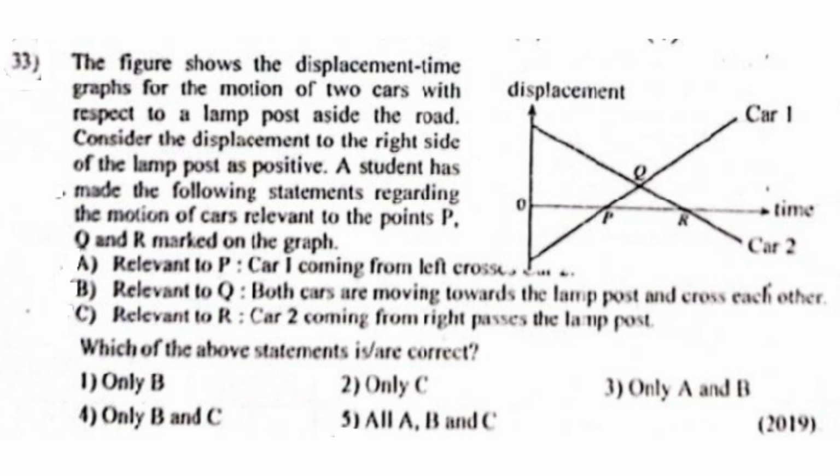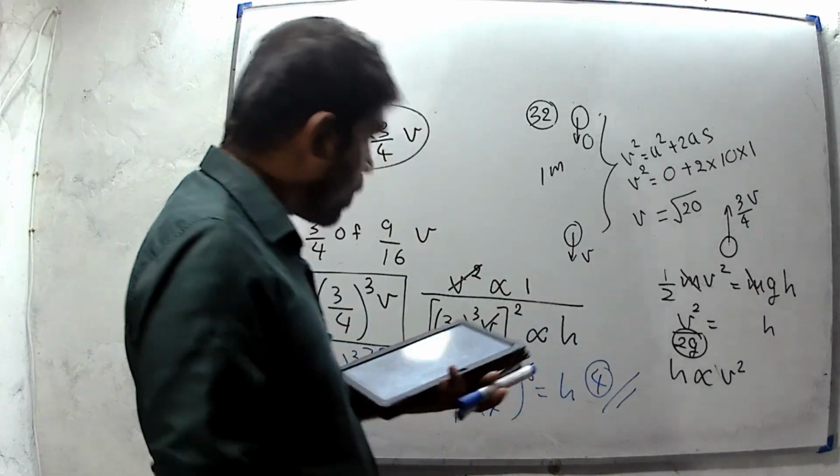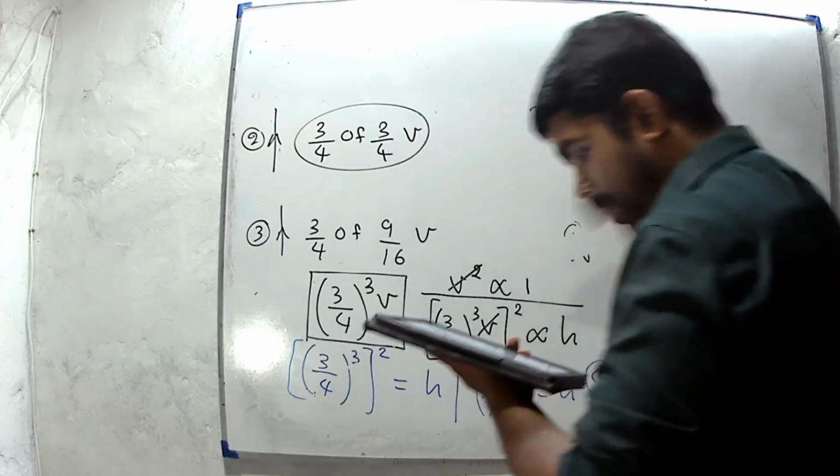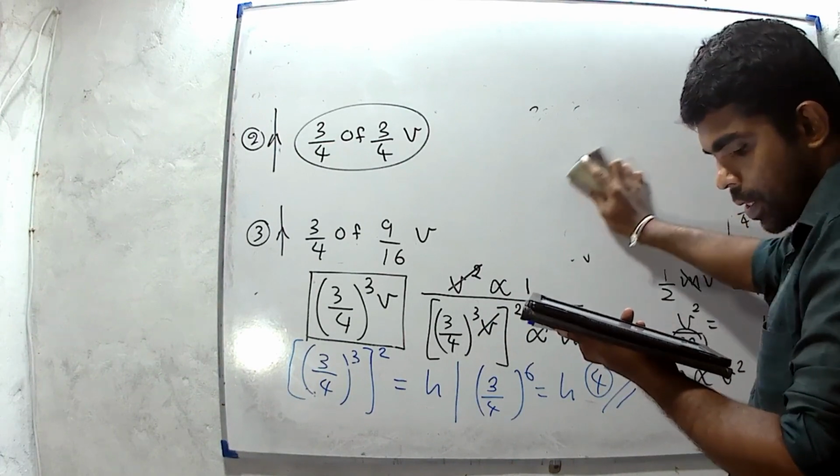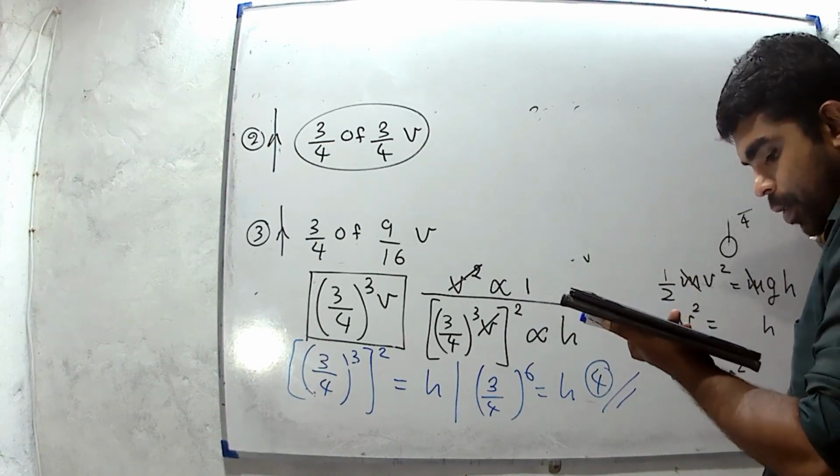The figure shows the displacement time graph for the motion of two cars with respect to a lamp post beside the road. Consider the displacement to the right side of the lamp post as positive. A student has made the following statements regarding the motion of cars relevant to the points P, Q and R marked on the graph. Statement A, relevant to P: car 1 coming from left crosses car 2.